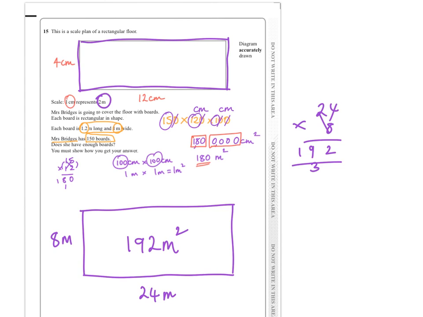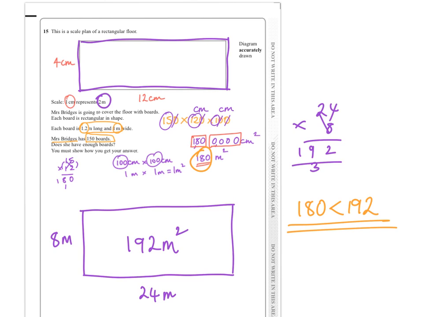And as we've worked out previously, all 150 boards would only be 180 metre squares, and 180 is less than 192, which would be needed. So that would be one way of saying there are just not enough boards.